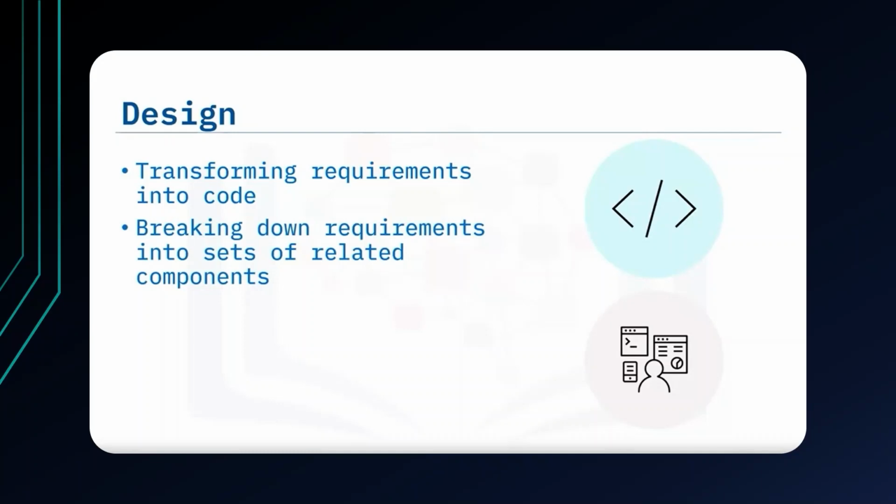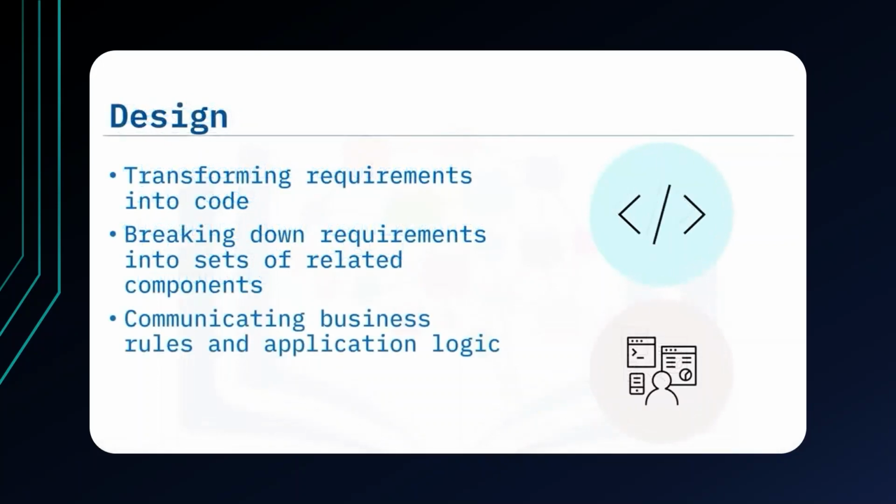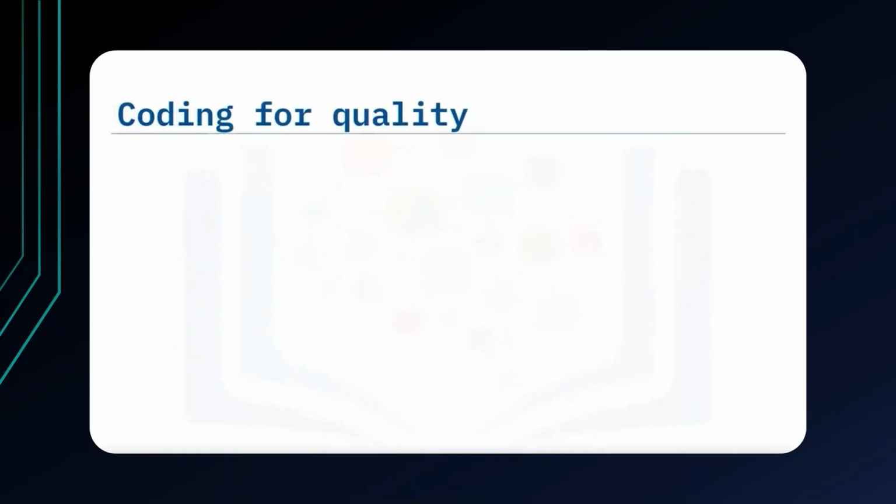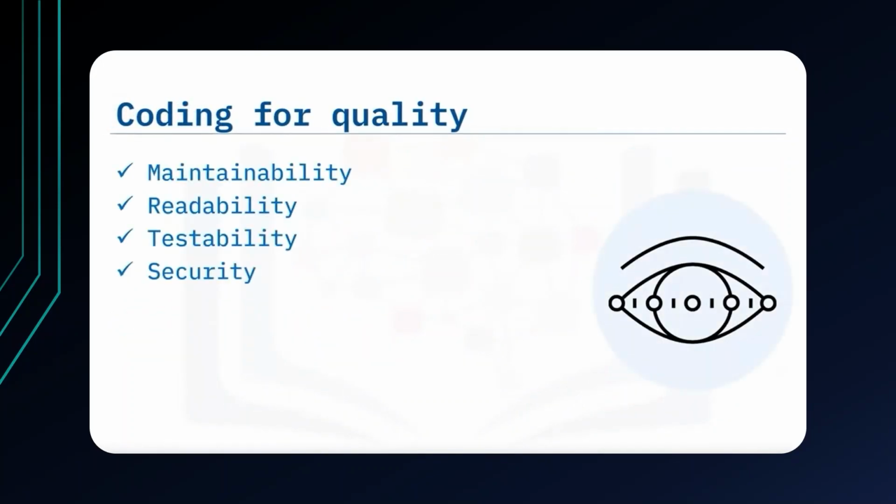The system design incorporates guidance on system functions, performance, security, and platform characteristics. The design communicates business rules and application logic, application programming interface design, which is how apps talk to each other or communicate with the database, user interfaces, and database design. Code quality refers to the characteristics of the code, including attributes such as maintainability, readability, testability, and security.